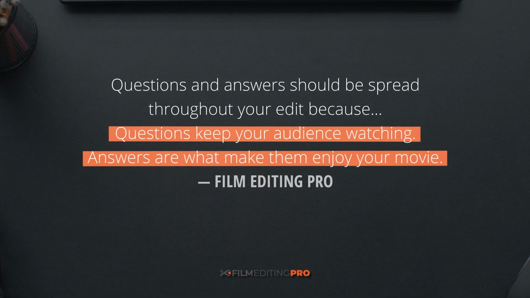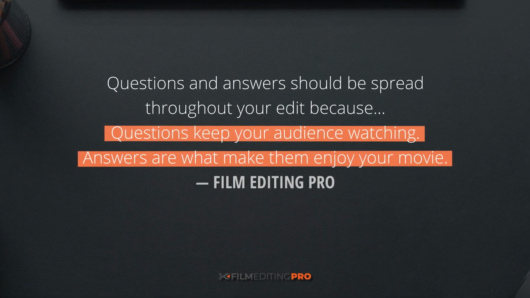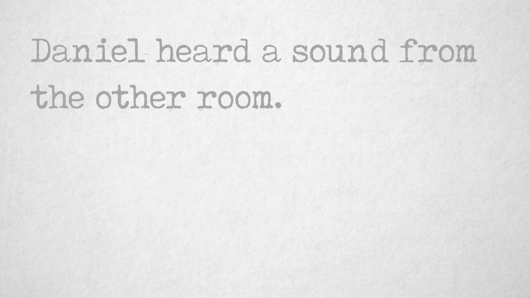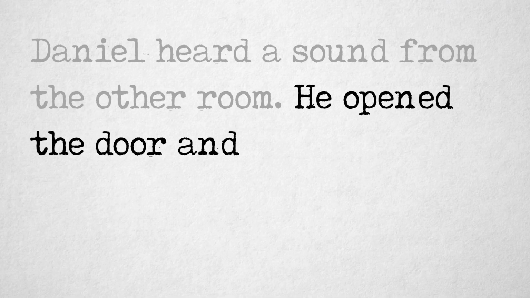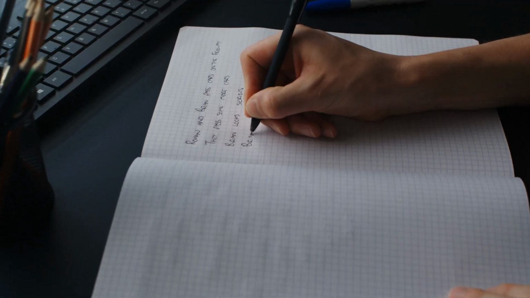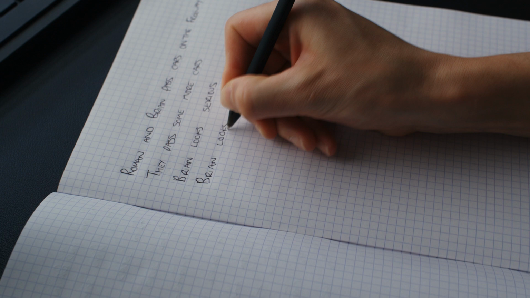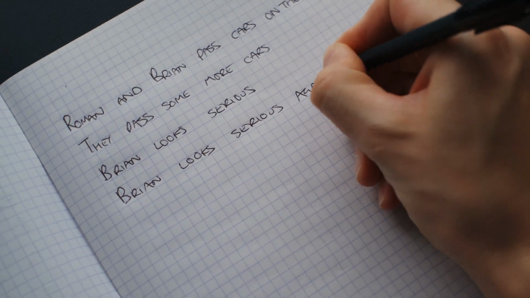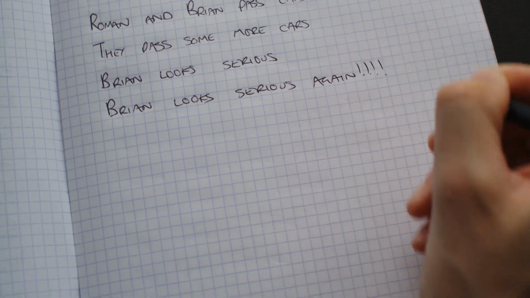them enjoy your movie. Avoid shots that convey similar or identical information. Imagine reading a novel that says, "He opened the door and went through. Through the door he went after he had opened it." That's repetitive and boring. Try writing your edit out in words. Describe what happens in each shot. Write one sentence per cut. If it's boring, then your edit is probably boring.